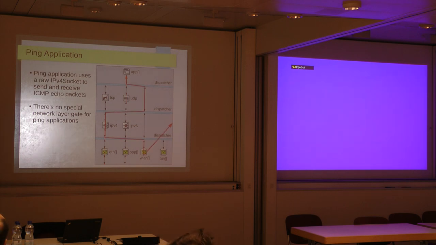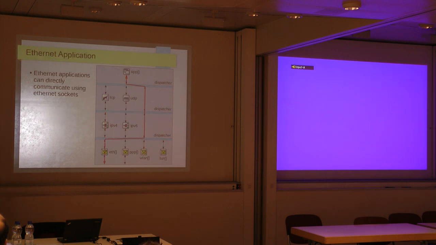With the new infrastructure, ping applications are just simple applications. They just open an IPv4 raw socket and send ICMP echo requests. And the request goes in this direction. It goes directly to IPv4. There's no special gate needed in the network protocol. It works pretty much the same way as it works in the real world. But it's also possible to use an Ethernet socket from an application directly and communicate via Ethernet, because the Ethernet interfaces also register themselves, so it's pretty much possible.